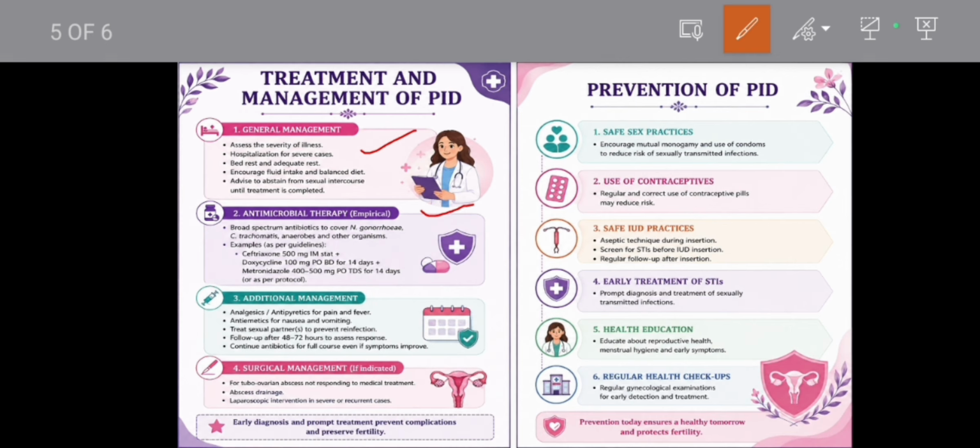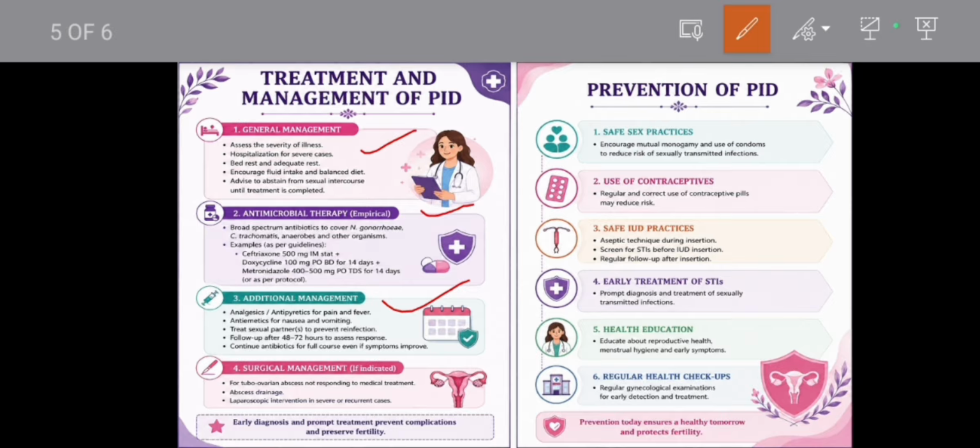So next is antimicrobial therapy. Mostly in this case, since multiple organisms are involved, broad spectrum antibiotics are given. So you can see examples here. The next is additional management. In this, if there is pain, analgesics can be given, and if fever is there, antipyretics can be given. Then for nausea and vomiting, antiemetic drugs can be given.